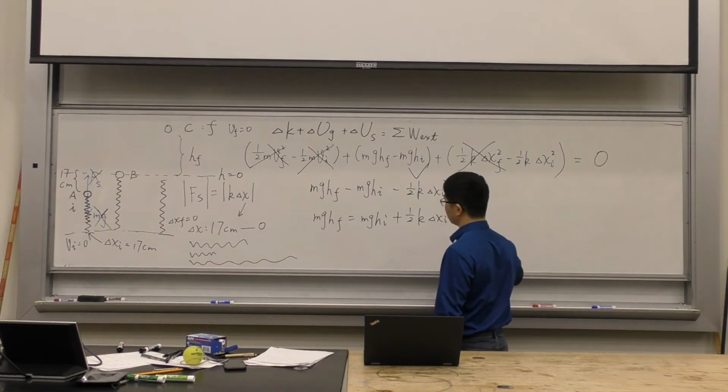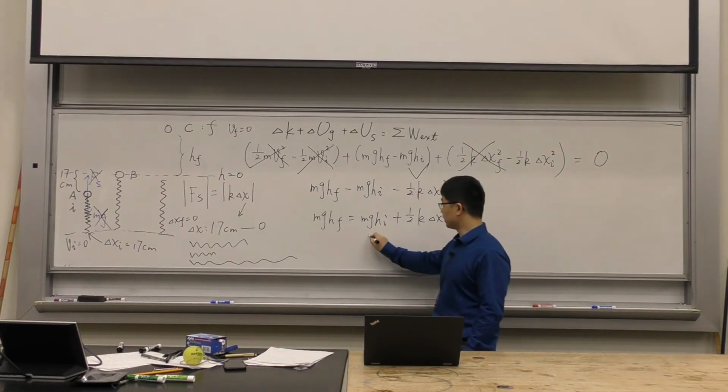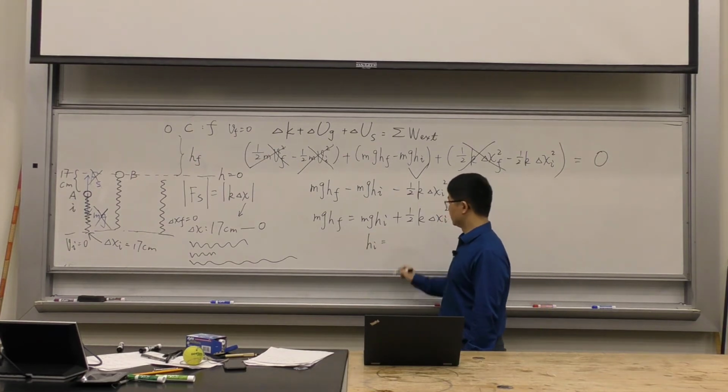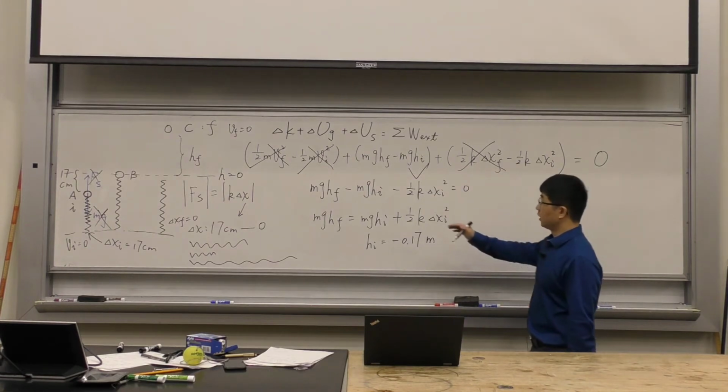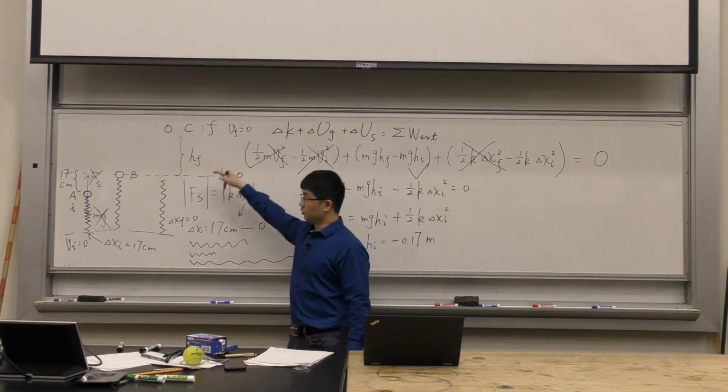You just divide both sides by mg. You will get the final height. But again, remember, what is the hi you plug in? Negative 0.17 meters, right? Because I assume B is a 0 reference.